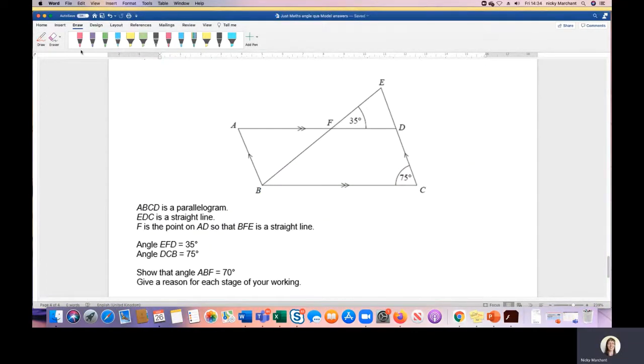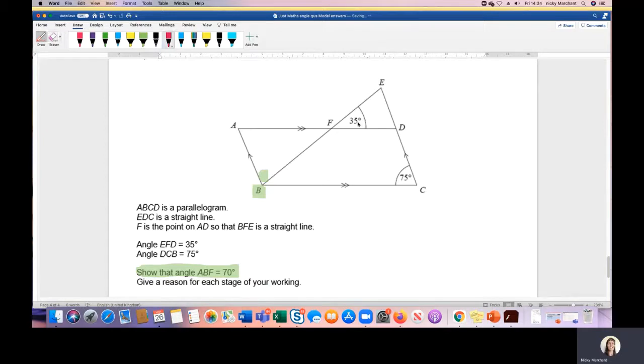So another question here with angles on parallel lines. So we need to be thinking here, what is it we're trying to find out? We are trying to show that angle ABF is 70 degrees. So ABF is this angle here in this corner, in this vertex. So we need to use all our knowledge of angles on parallel lines. And as always, it says give a reason for each stage of your working.